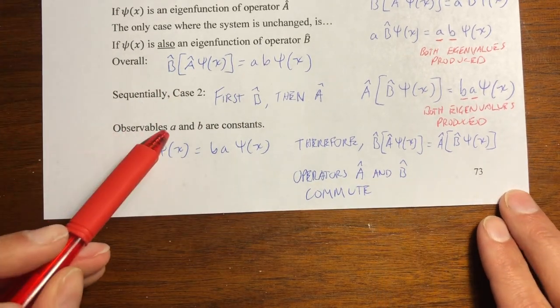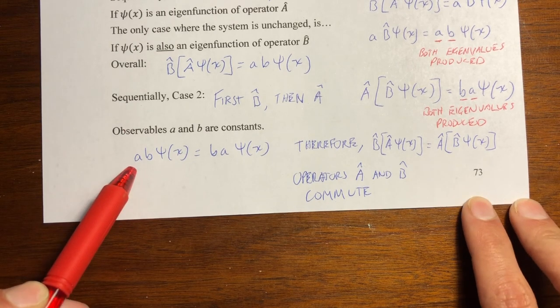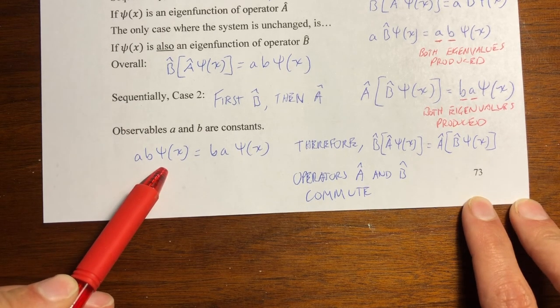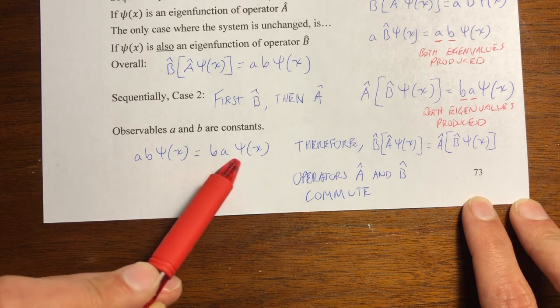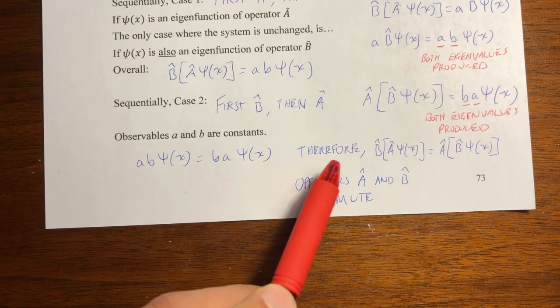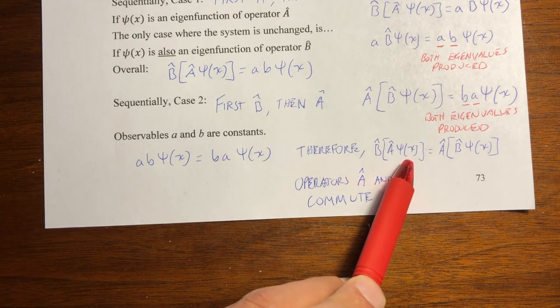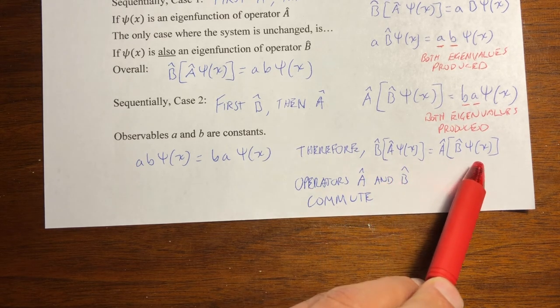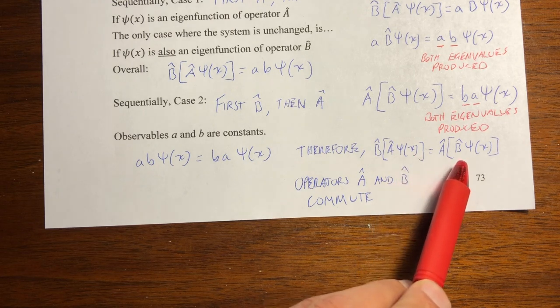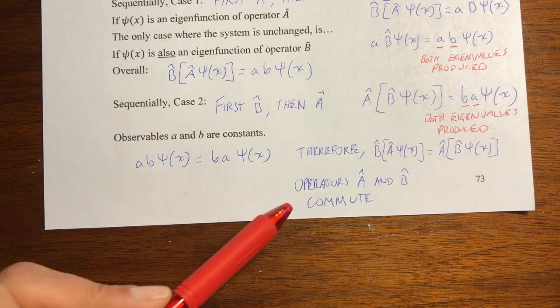Now, observables A and B, our eigenvalues, are constants. So it doesn't matter what order we have them listed here. We could have AB times the eigenfunction, or we could have BA times the eigenfunction. Therefore, we can say that both of these sequences, B acting on A acting on psi of x, and A acting on B acting on psi of x, are equal to one another, because they produce the same set of eigenvalues and eigenfunction. This is to say that operators A and B successfully commute.